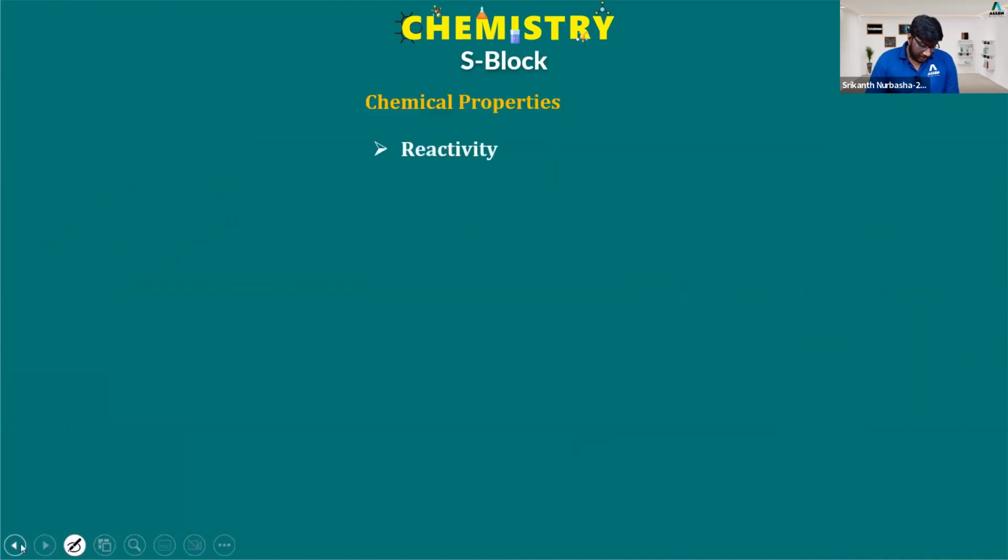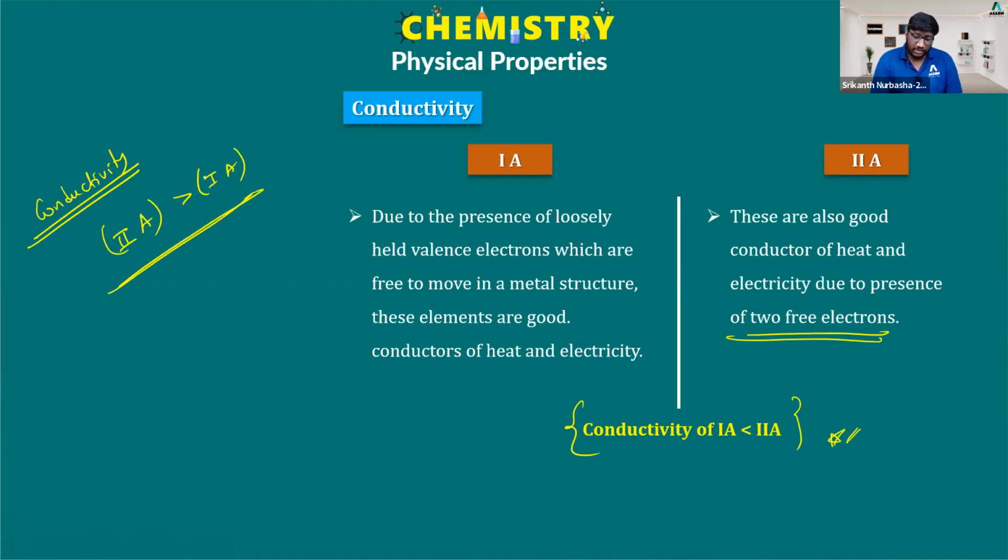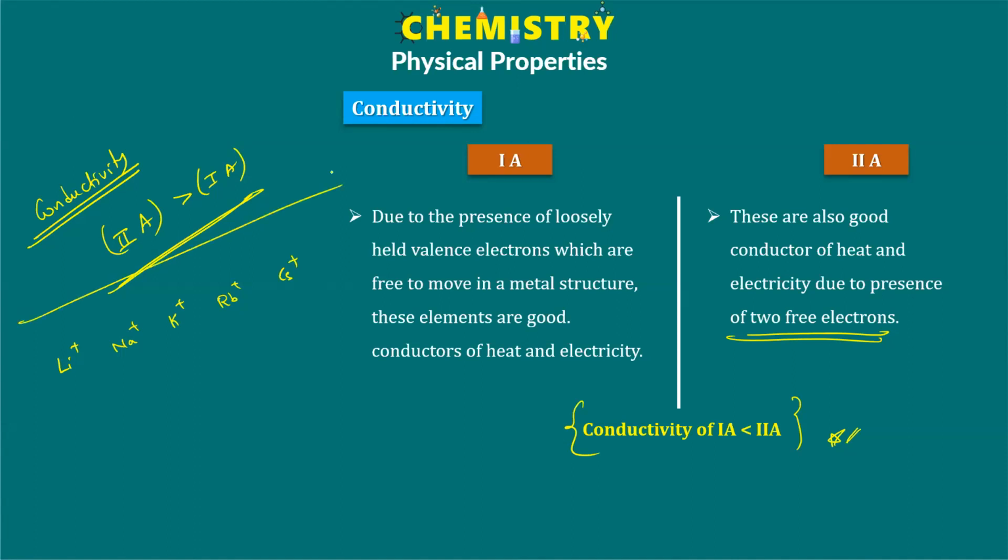Chemical properties, conductivity in the gas phase also you can compare. Like this is the scenario in the solid phase. In the aqueous phase you can compare. Within 1A, if you try to compare Li plus, Na plus, K plus, Rb plus, Cs plus, which will be the better conductor? Cs plus in aqueous phase. Why? Because it will be surrounded by less number of water molecules or solvent molecules due to lower charge density.